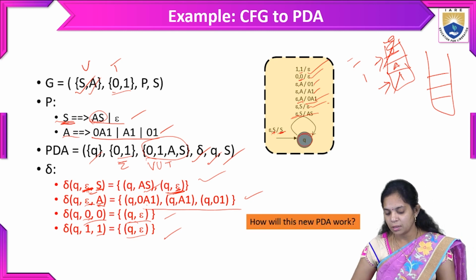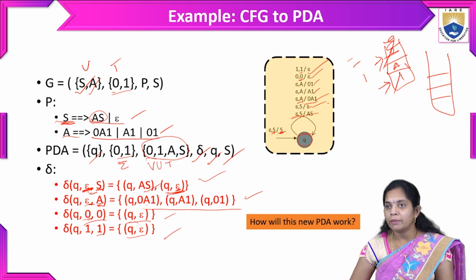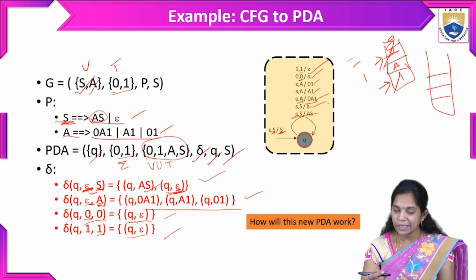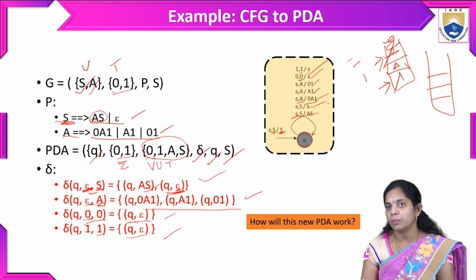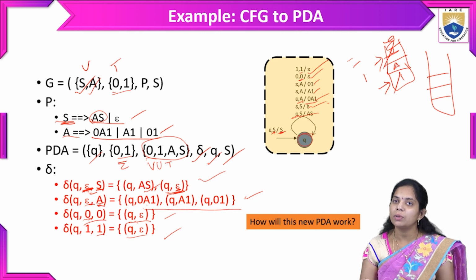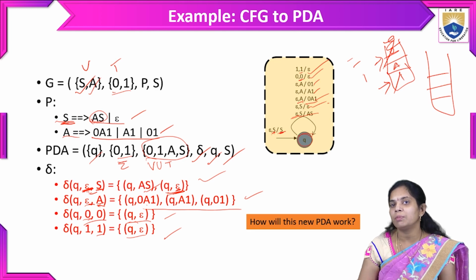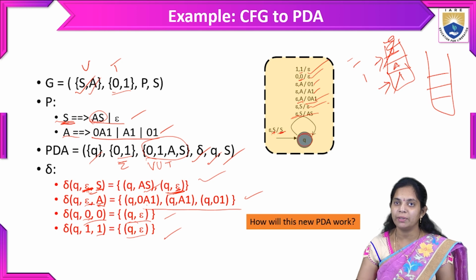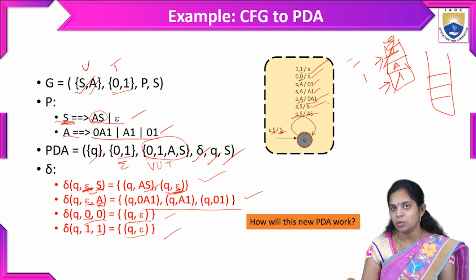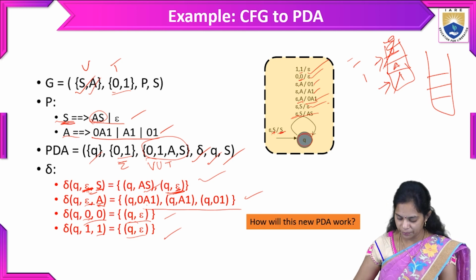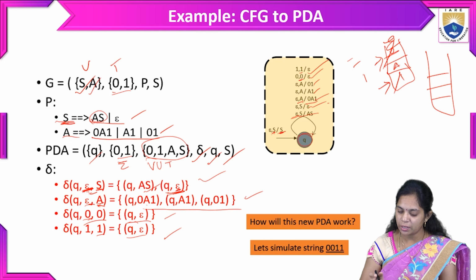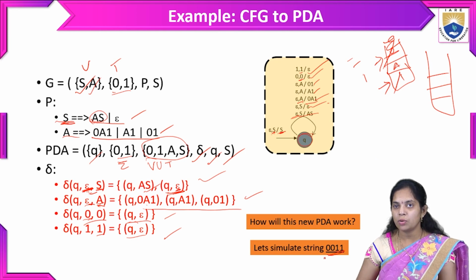And how will this new PDA work? After converting a given CFG into a push down automata, we will check with one string, and we will push the elements into a stack, and whenever it reaches the empty stack, the string is accepted by the push down automata's empty stack acceptability. We will simulate one string for this newly constructed push down automata. So here is the string we have taken, 0011.